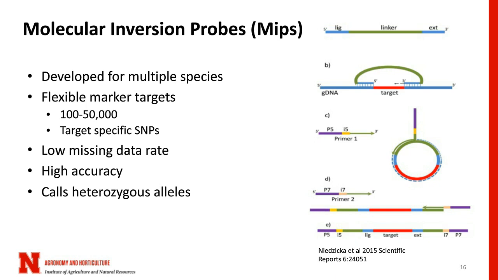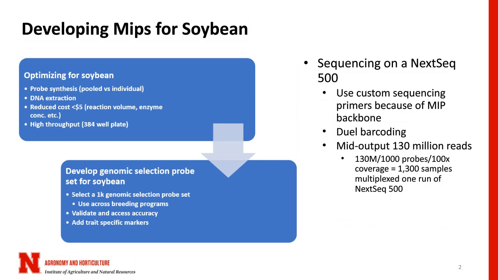So for developing SNPs, we've really done two stages here. We optimized it for soybeans. We looked at different types of probe synthesis, pooled versus individual, and DNA extraction, reducing that cost, trying to get down to $5 a sample and high throughput. I'm not going to talk about that first part today. Just to summarize that, we settled on individual synthesis for the probes. It gave us a lot more flexibility and was much more consistent for genomic selection.